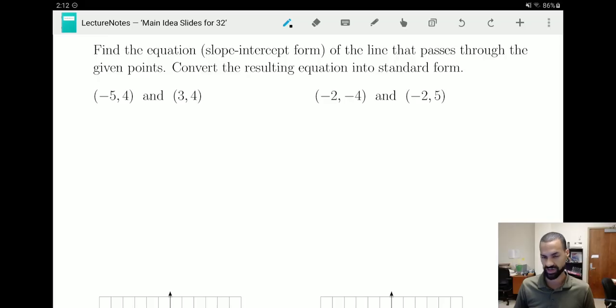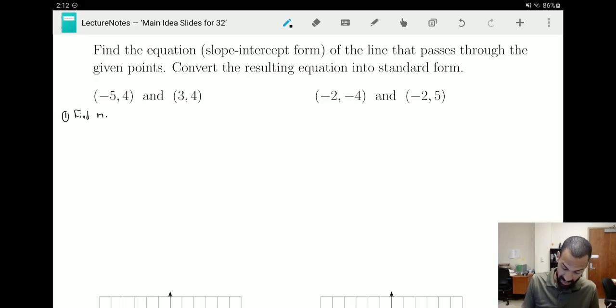Okay, now these are definitely different. You'll see why in just a second. Okay, so we're going to find the equation of the line in slope-intercept form that passes through the given points, and then we're going to convert to standard form. Okay, that's the instructions. You'll see how this is going to deviate from what we just did. So the first step we know is to find m.